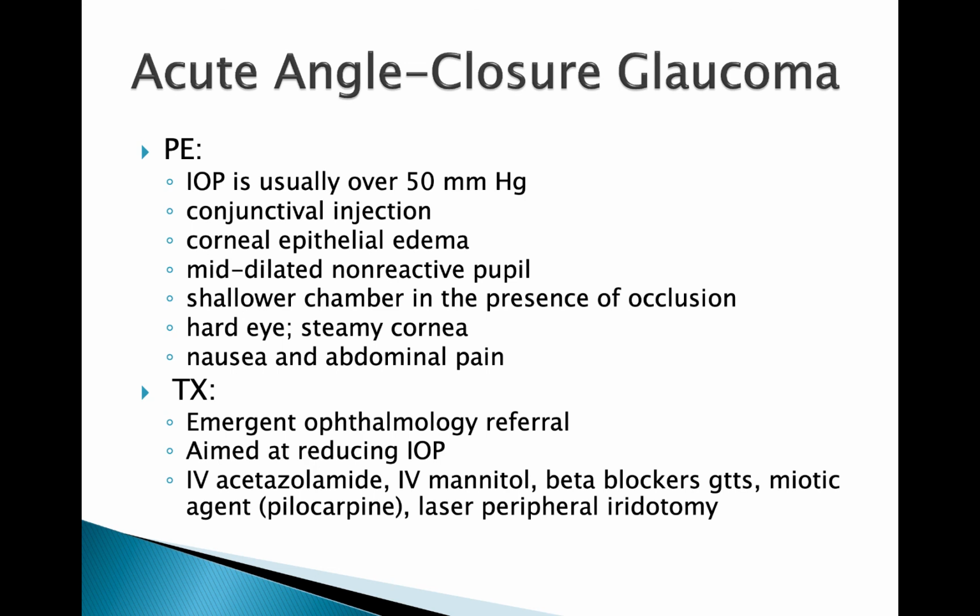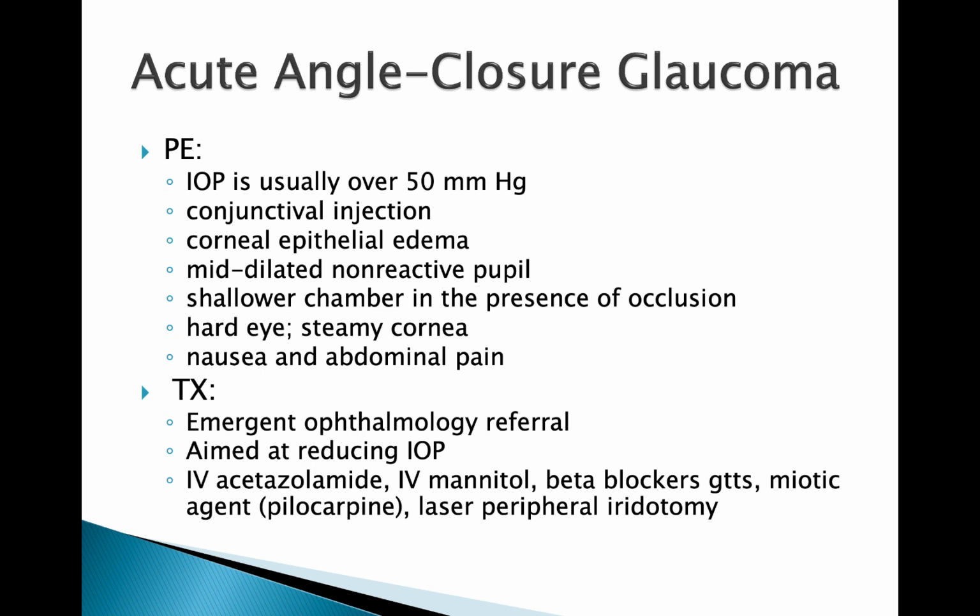So if you look at their eye, they're going to have conjunctival injection, corneal epithelial edema. They may have a mid-dilated non-reactive pupil. They're going to have a shallower anterior chamber, and again, that eye is going to be hard. The cornea may have a steamy appearance to it, and the person may have nausea and abdominal pain. So treatment for this, you have to bring down the intraocular pressure emergently, so you have to get these guys an emergent ophthalmology referral, and you can do that with IV acetazolamide, IV mannitol. You want to do beta blockers, a miotic agent, and a laser peripheral iridotomy.